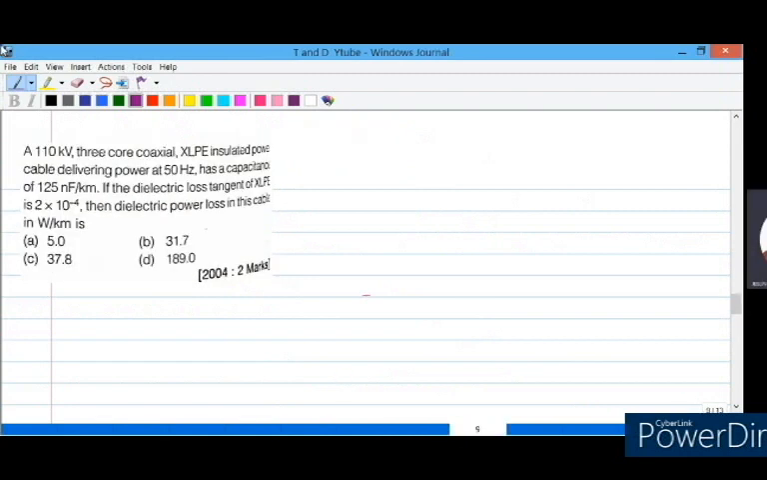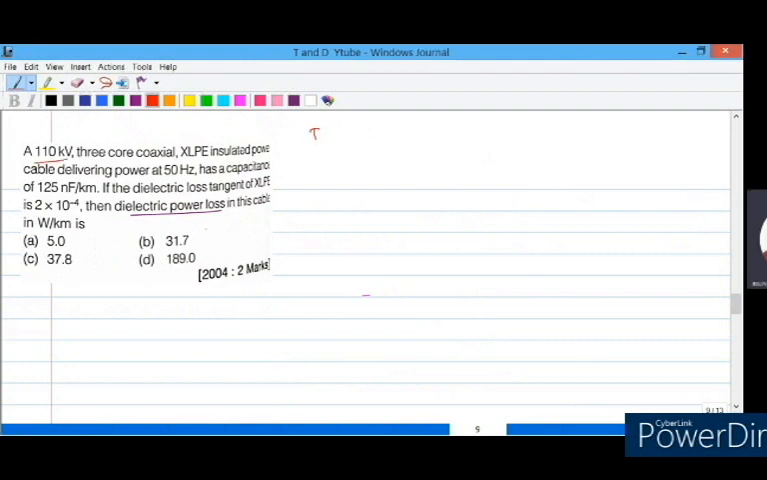Next question. It is from cable. A 110 kV 3-core coaxial XLPE insulated power cable delivering power at 50 Hz has the capacitance of 125 nanofarad per kilometer. If the dielectric loss tangent is 2 into 10 power minus 4, then dielectric power lost in this cable is. So we should know the formula here.